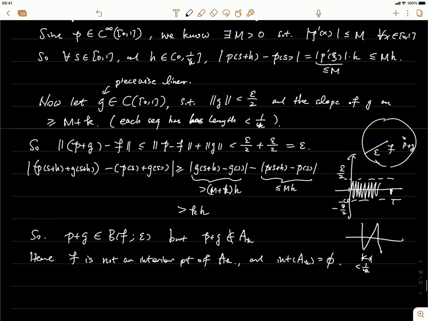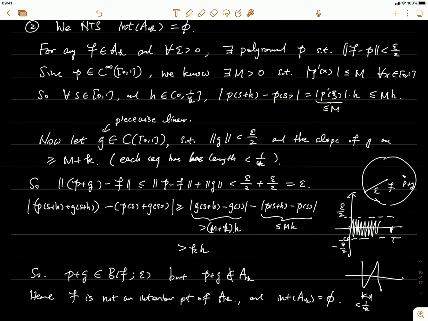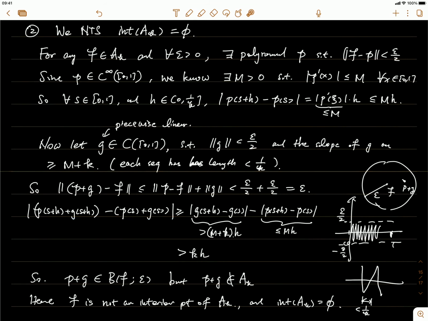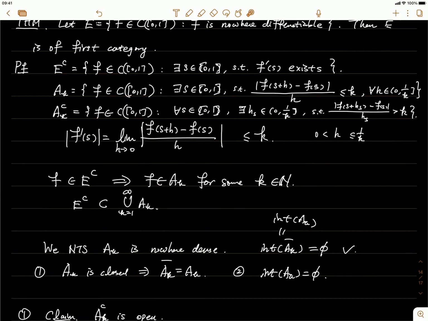So if I have that, then I know that for each s, no matter where it is, I can find this h that is smaller than 1 over k. Because say if this is where the s is, then my h will be not too far from s, and the distance between the two is still falling into the same linear segment. So for any s, there exists some h less than 1 over k, such that this is greater than k times h. Okay, and this means that the p plus g is not inside AK, because AK is such that there exists some s such that this is less than or equal to k for any h between 0 and 1 over k.